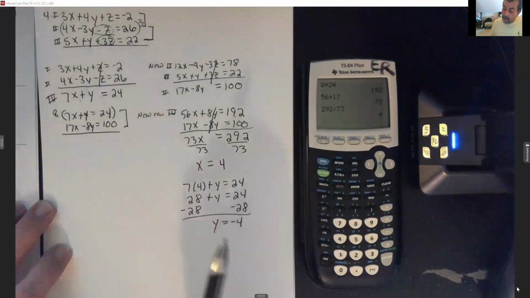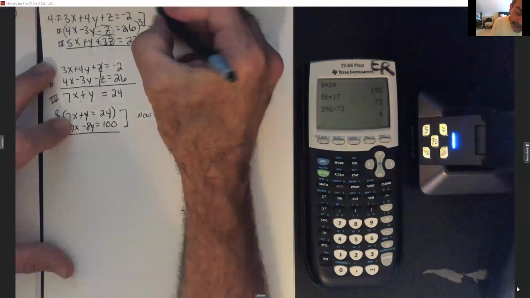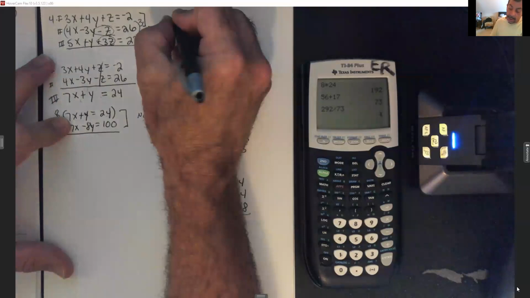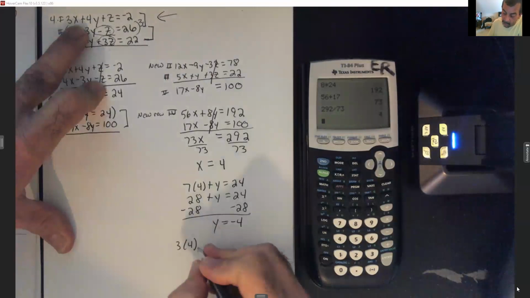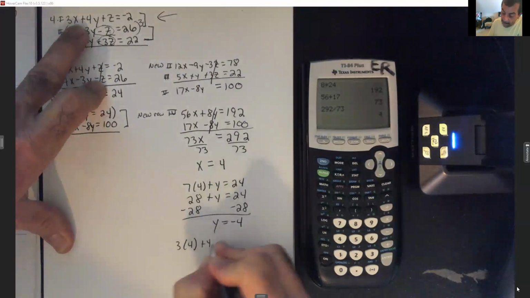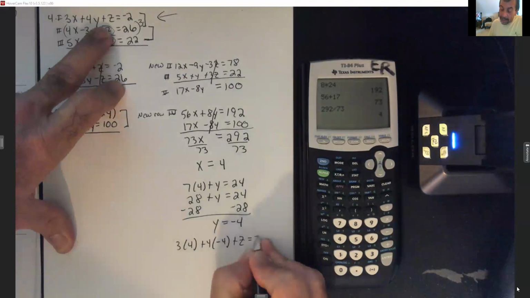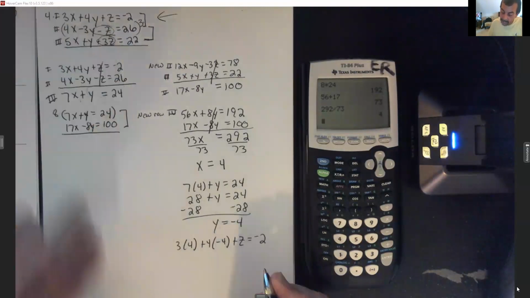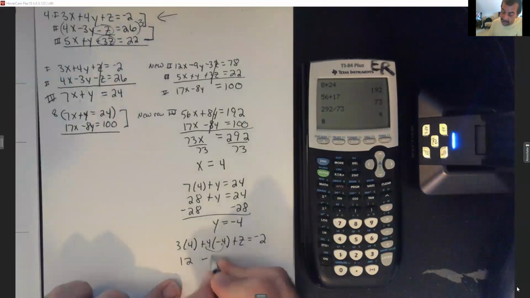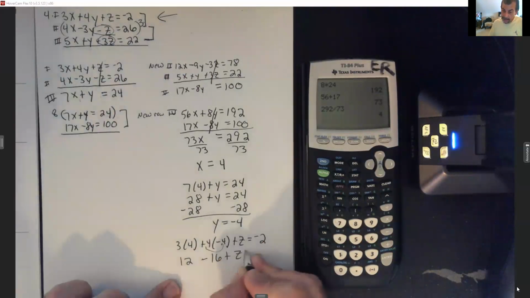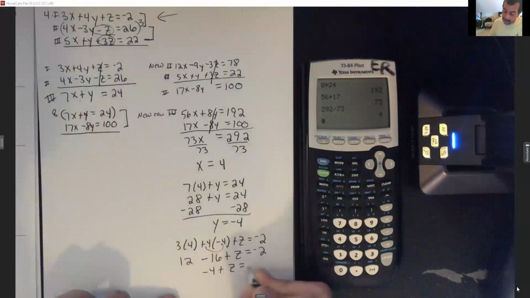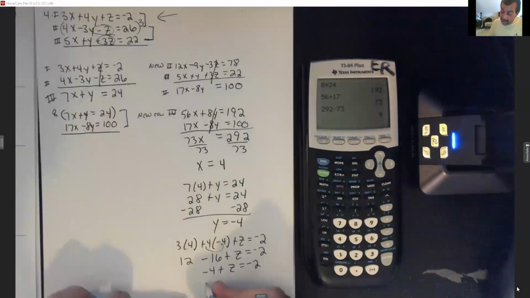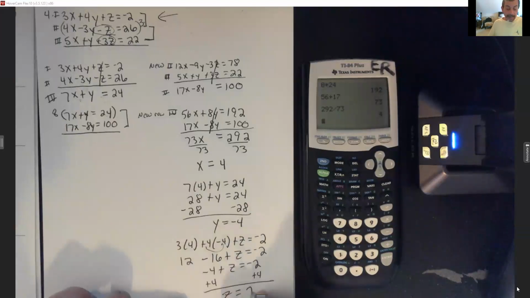So I know the x is 4, the y is negative 4, so I'm going to go to one of my original equations and plug in for the x and the y. So I'm going to use 3 times x, which is 4, plus 4 times y, which is negative 4, plus a z has to equal negative 2. All right, so that gives you 12, and that's going to give you a negative 16 plus my z equals negative 2. Add like terms, negative 4 plus z equals negative 2. And then, like we say, add 4 to both sides, and z is a positive 2.